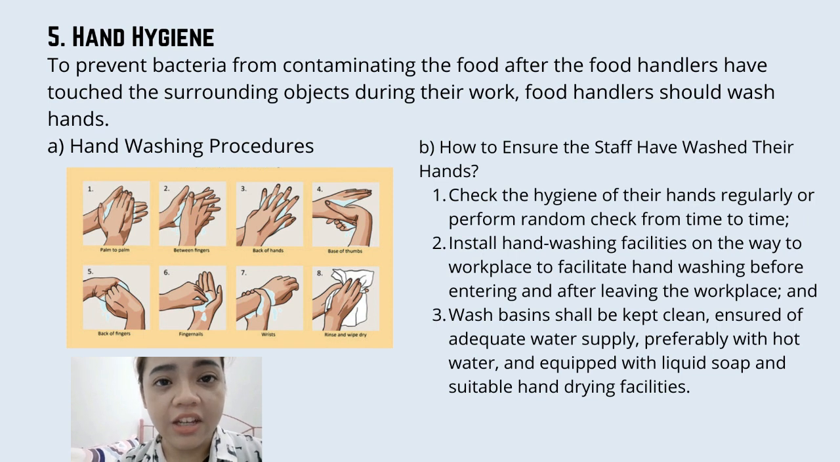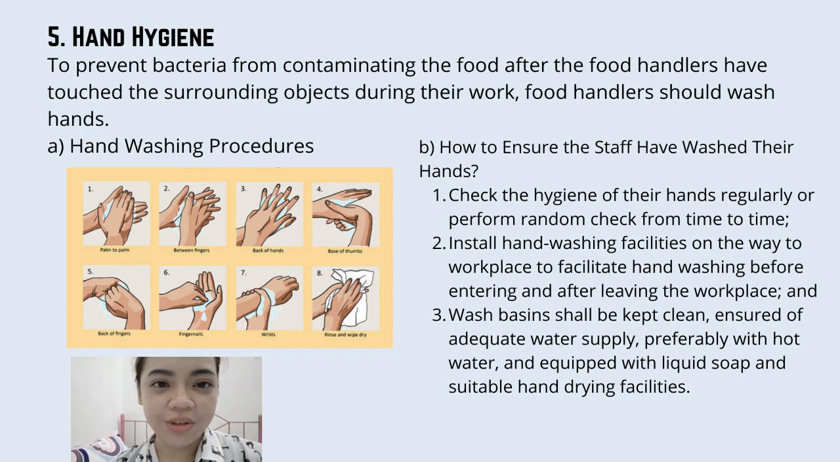5. Hand hygiene. To prevent bacteria from contaminating the food after food handlers have touched surrounding objects during their work, food handlers should wash hands in the following situations: A. Before commencing work. B. Before handling food. C. After using the toilet. D. After handling raw food. Hand washing procedure. This is the procedure of washing hands.